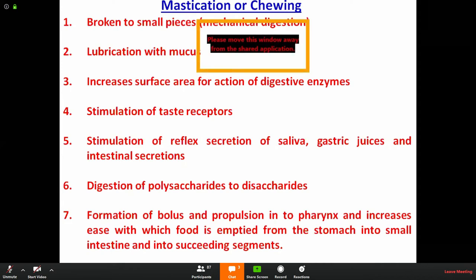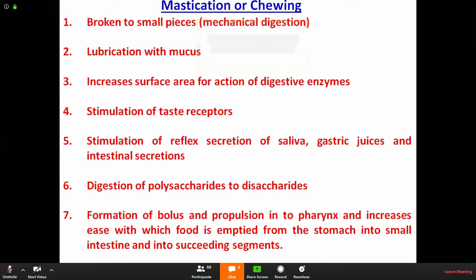Whenever we are doing mastication, it helps in lubrication of the food with mucus. It helps in breaking down the cellulose in the food particles into a simpler form. It helps in increasing the surface area for the digestive enzymes so that they can act on the food particles. It helps in stimulation of the taste receptors. If mastication is not done properly, it may cause corrosion of the gastrointestinal tract.